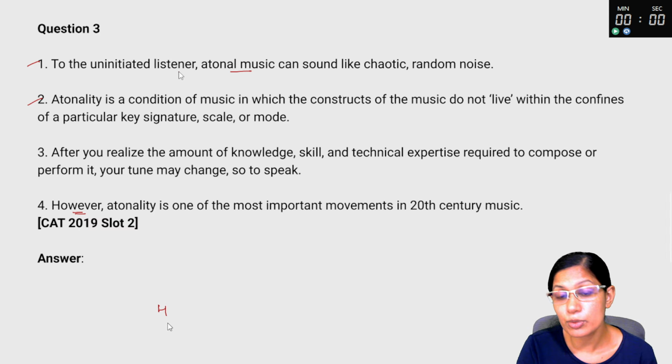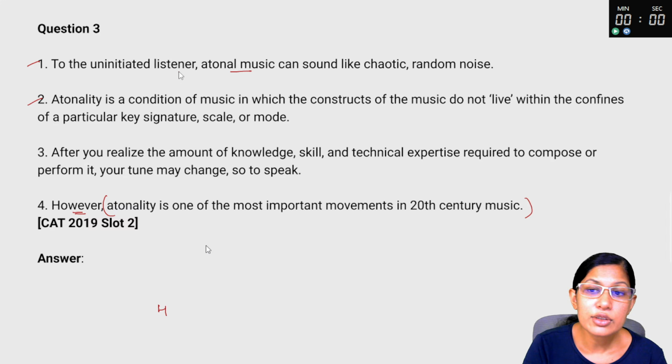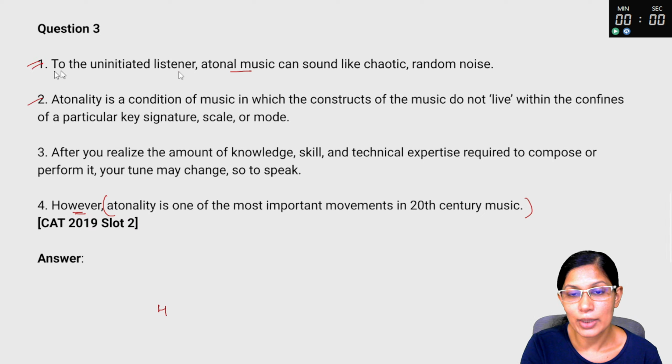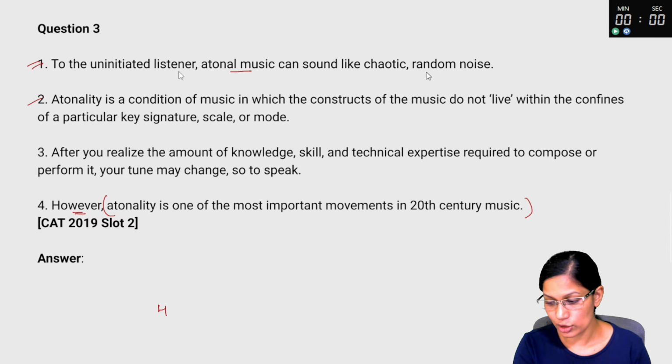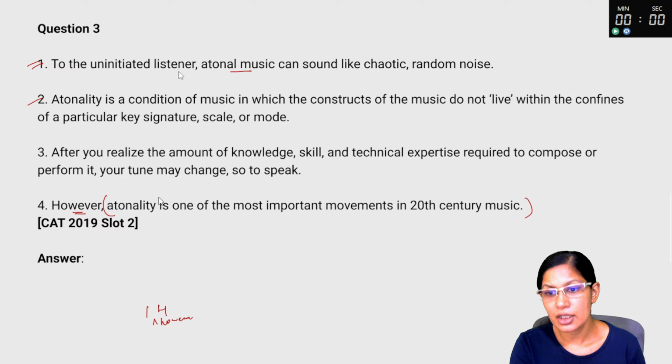Why am I saying that? Because the sentence starts with the word however, right? So whatever is coming ahead of statement 4 has to be contrasting in meaning to what I've put over here in bracket. So the only thing which it could be is sentence 1, because this one is saying that it seems like noise, but it's one of the most important movements in modern music or 20th century music. So statement 1 is the only one which can come just ahead of statement 4 because of this word however. If you look at statement 2, that is not contrasting. If you look at statement 3, that is again not contrasting. This is in fact going similar. This is just a standard definition.